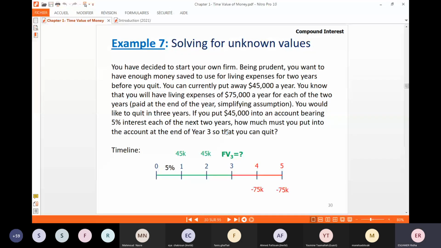And you know that you will have living expenses of $75,000 a year for each of the 2 years. So to simplify things, we will suppose that at the end of the 2 years during which we will consume, we have to pay at the end of each year $75,000. These are the expenses.